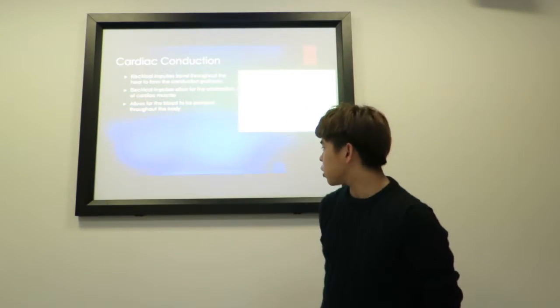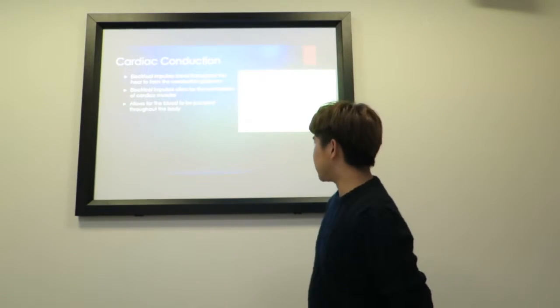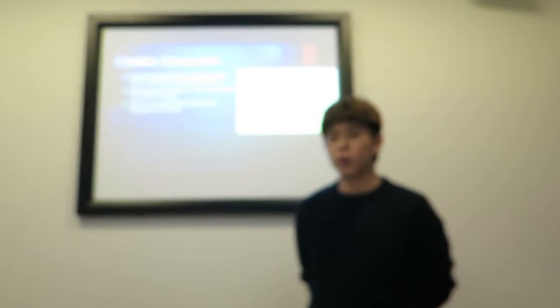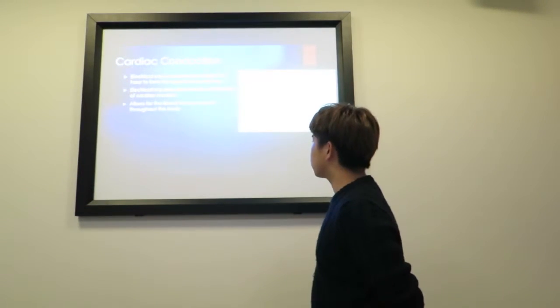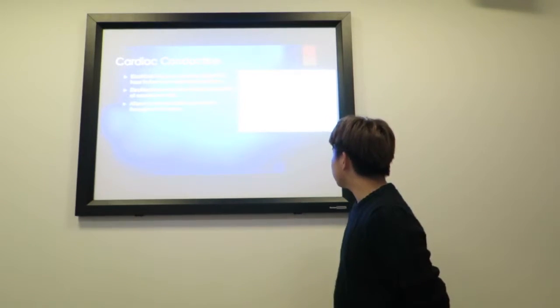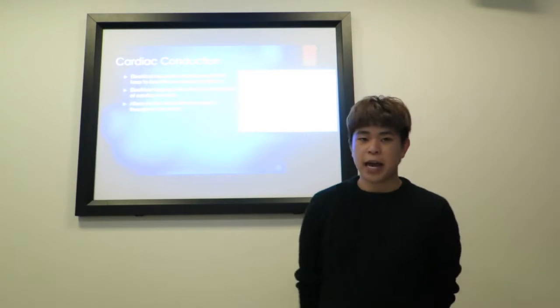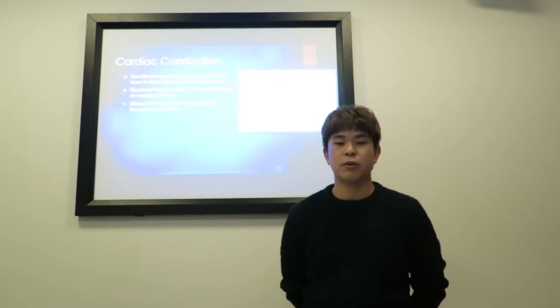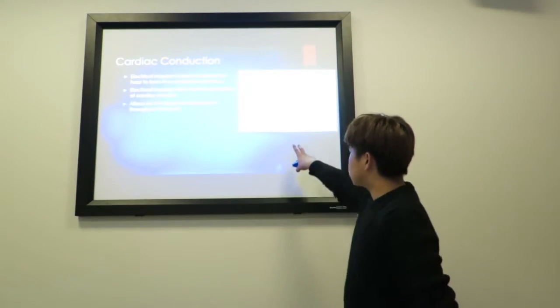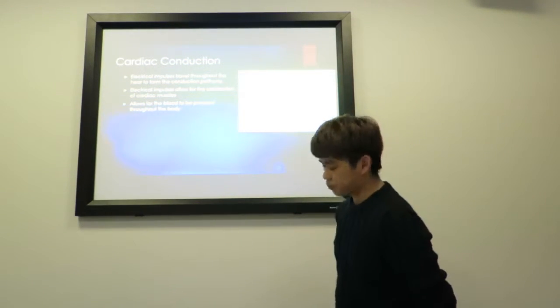And cardiac conduction occurs in the sinoatrial node, the SA node, and it travels all the way down to the atrioventricular node, which is the AV node. From there, it will travel down to the bundle of His, and then spread out between the left and right branches, and then ultimately to the bottom of the heart, which is the Purkinje fibers.